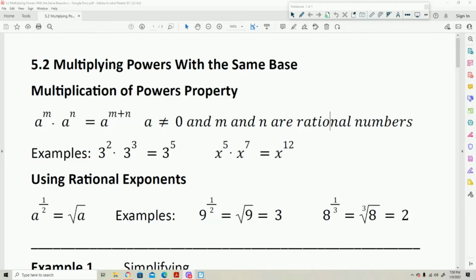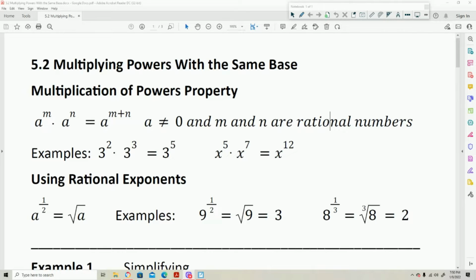Continuing with exponents, we're going to look at 5.2, which is multiplying powers that have the same base. So if we look at our first property we're going to be using, you see a to the m times a to the n is equal to a to the m plus n.